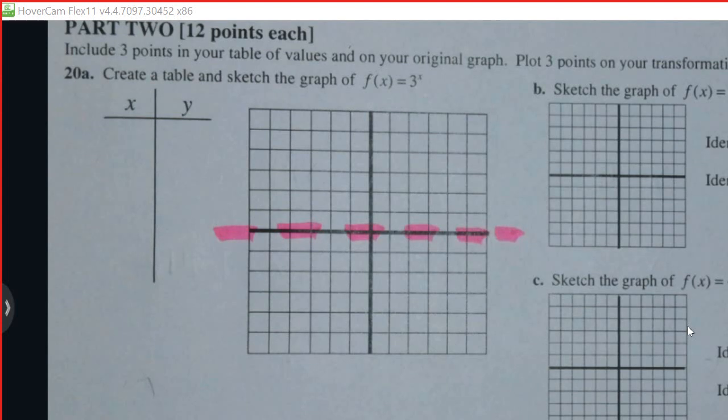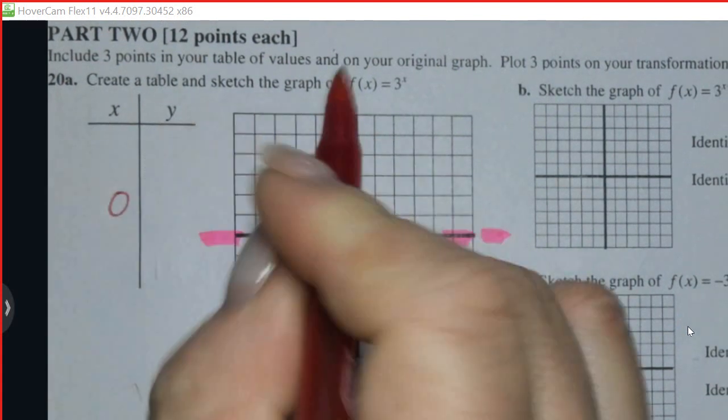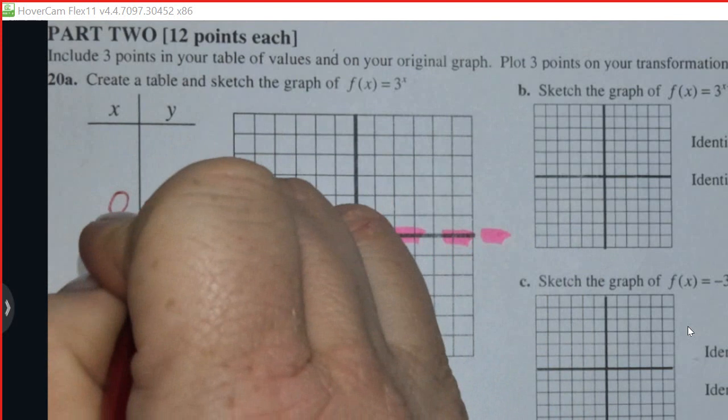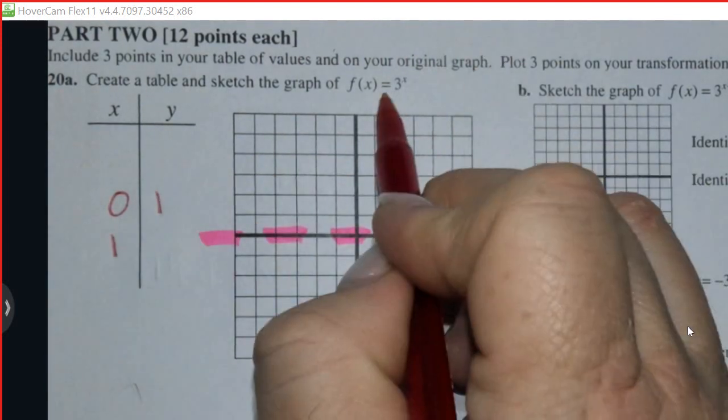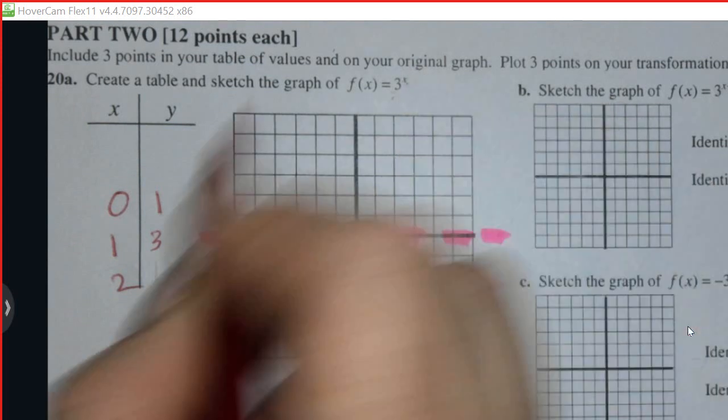So I'm going to start by just plugging in some numbers, and those numbers will be really valuable as I come over here to graph later on. So let's start with 0 in the middle. 3 to the 0 power. Well, anything to the 0 power is 1. Let's plug in 1. 3 to the first power is 3. Plug in 2. 3 squared is 9.